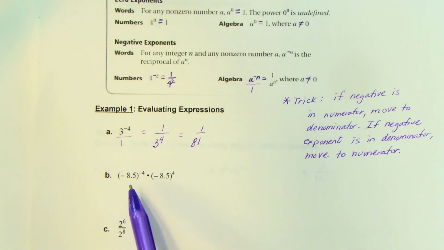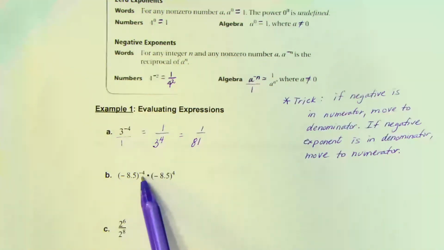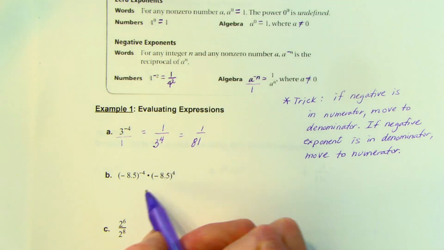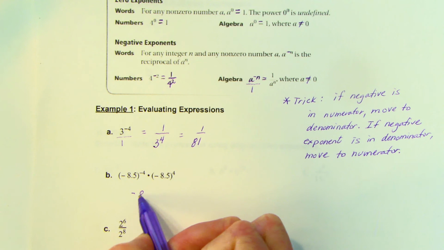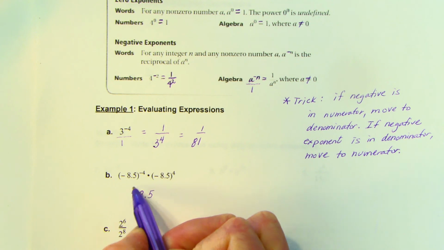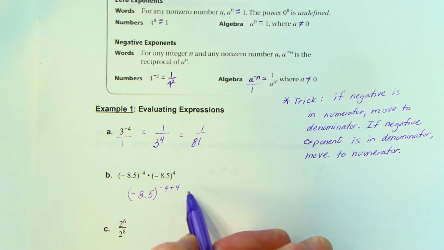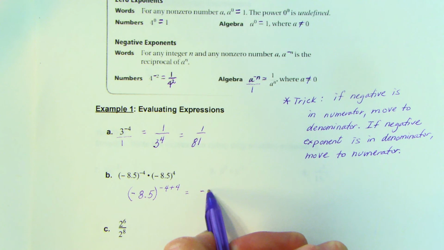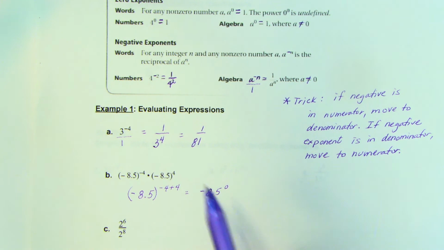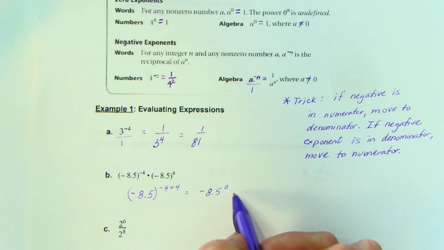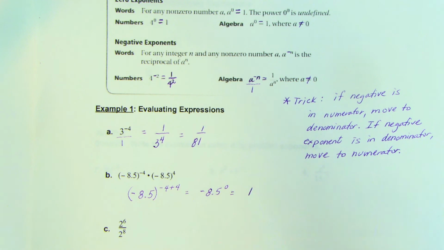All right. So for b, we have the same base multiplied together. By the product of powers rule, we realize that we can just add powers together. So I have negative 8.5 to the negative 4 plus positive 4, which is the same as negative 8.5 to the 0 power. Oh, and by the 0 exponent rule, that means that that is equal to 1. Any number to the 0 power is equal to 1.